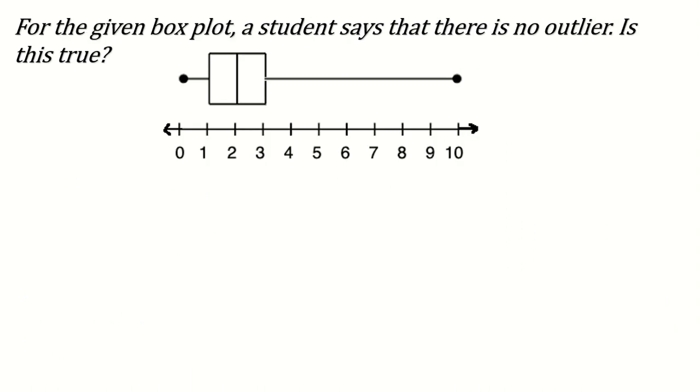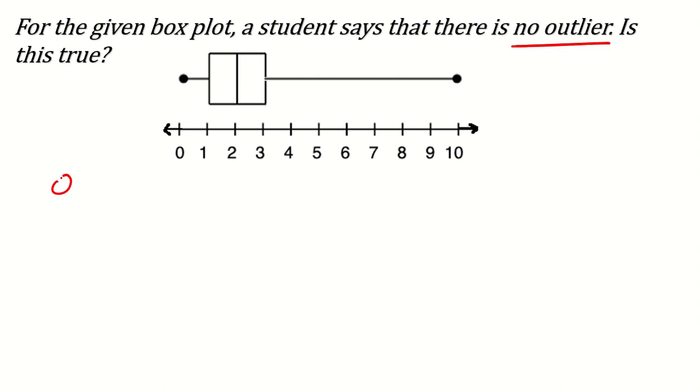Now another question can be, for the given box plot a student says that there is no outlier. See, by the picture we can see that 10 is far away from other numbers. Because this box plot is very close to the lower number, it means maximum of the numbers are from 0 to 3. So of course 10 is going to be outlier, but we will check with the formula also.